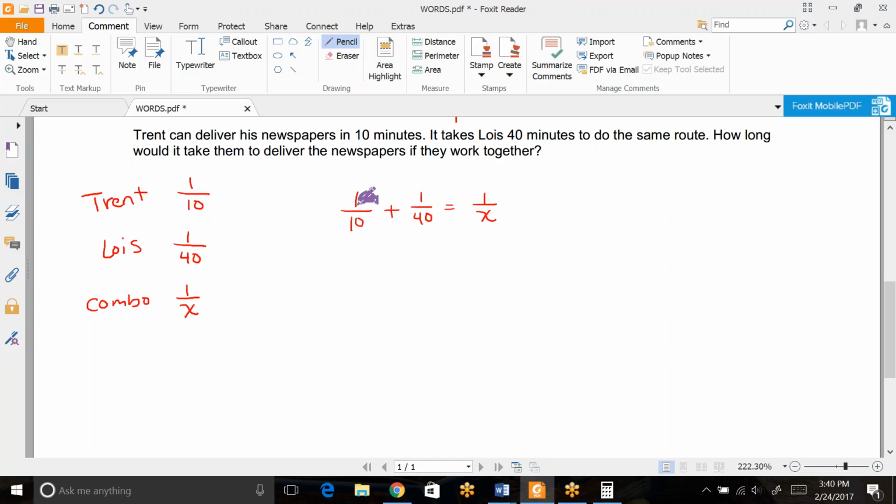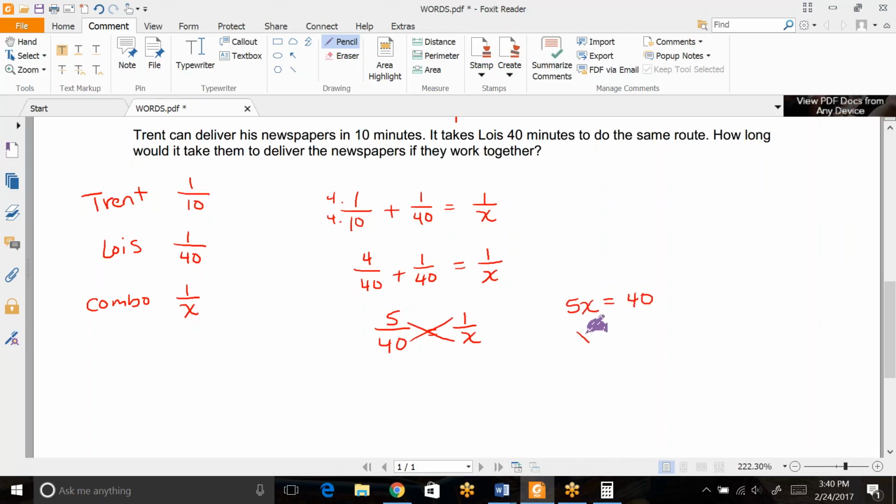In this one, instead of clearing fractions for everything, it might be easier just to get a common denominator. So if I make that 4 over 40, I can then add my two fractions on the left together. That would be 5 over 40. And then this just becomes cross multiplication. So 5x equals 40, divide by 5, and we get 8 minutes. So if they worked together, they would get the whole newspaper route done in 8 minutes.